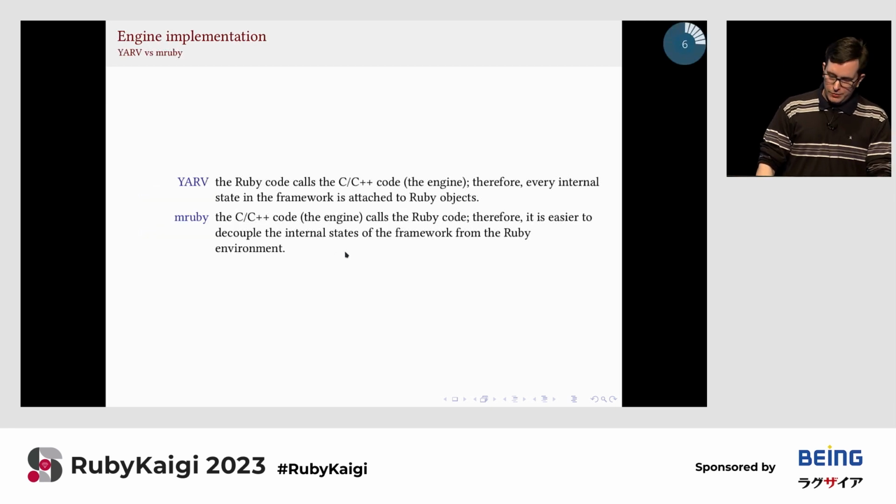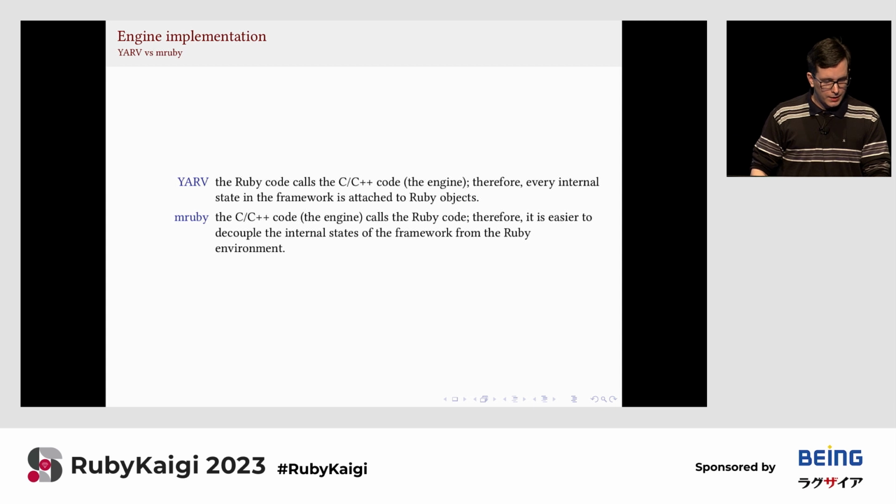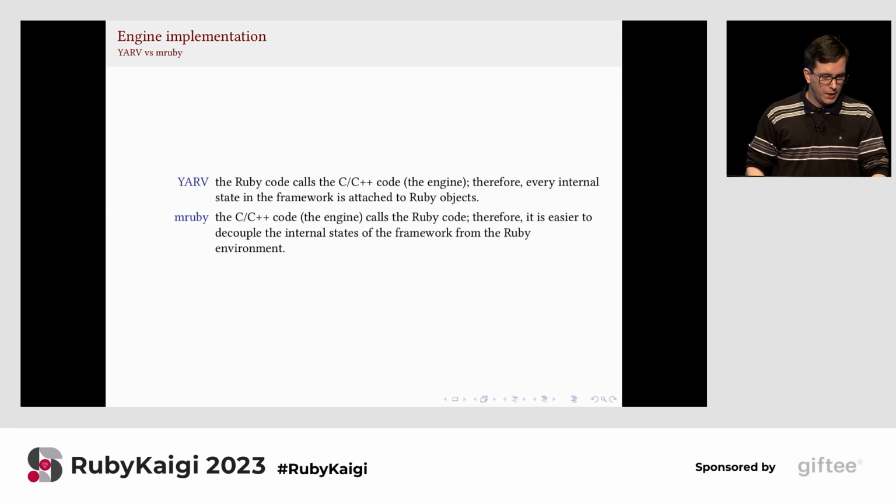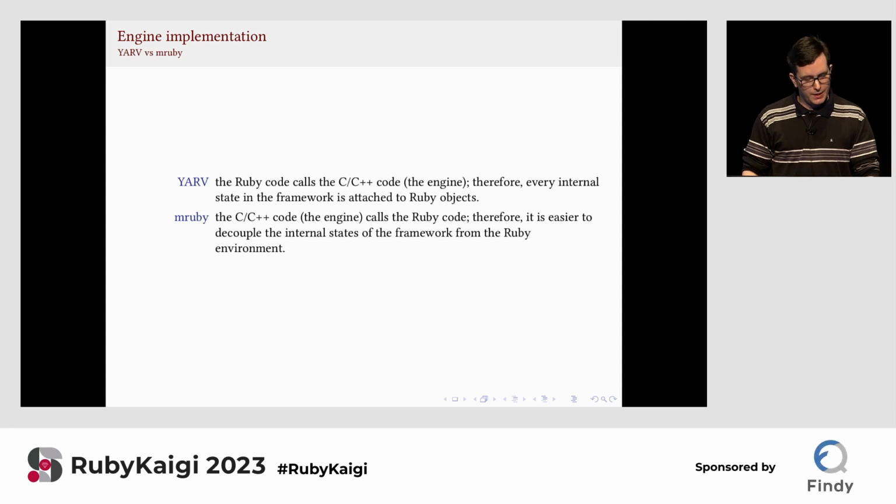So when I started making this engine, I tried to create it with YARV because it's the most famous implementation of Ruby. But I had a big problem: the Ruby code was calling my C++ game. And I had to fine-tune everything for the garbage collector of Ruby, and I had a lot of problems doing it. What I did to fix it was to move the engine to mRuby.